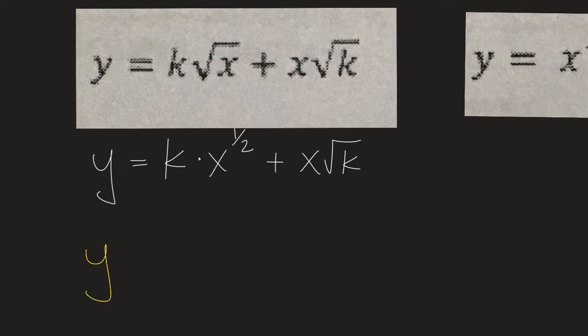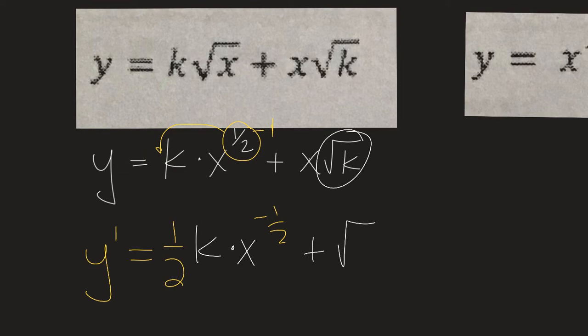So now that we take the derivative, we multiply the power into the front, so 1/2 of our k value times x to the, we subtract 1 from the power, so 1/2 minus 1 is negative 1/2. Okay, and then plus the derivative of x times root k, which is just root k.